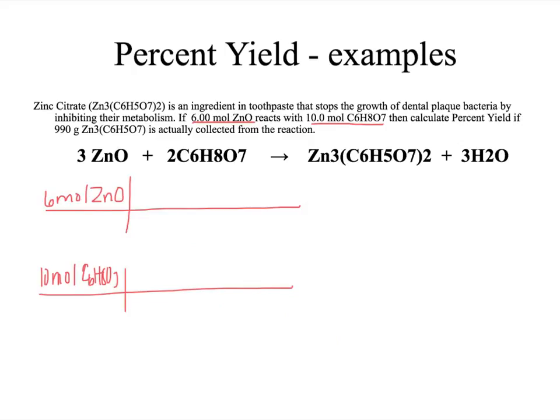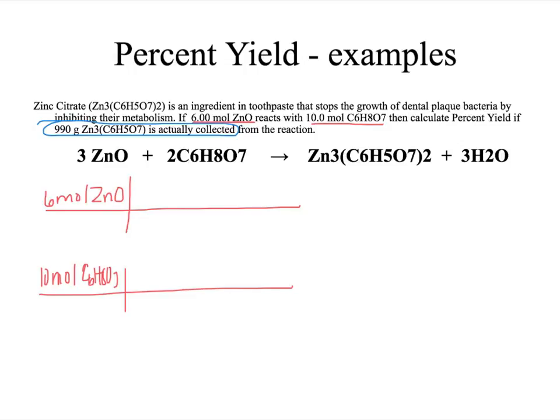All right, so here we go. We have this problem that you have listed in your notes. I'm not going to read it because it's a very long problem, but what we do need to know is we need to look for our clue words. And I've underlined the two reactants, so this is going to be a limiting reactant problem in addition to a percent yield. And so we have our two reactants, and then it says, then calculate percent yield if 900 grams of this stuff is actually collected.